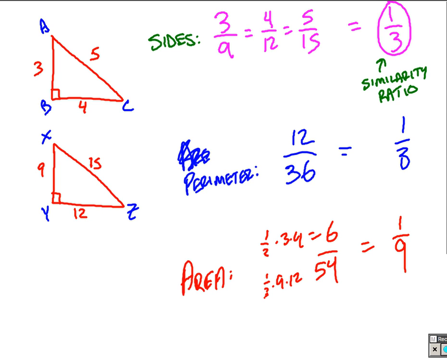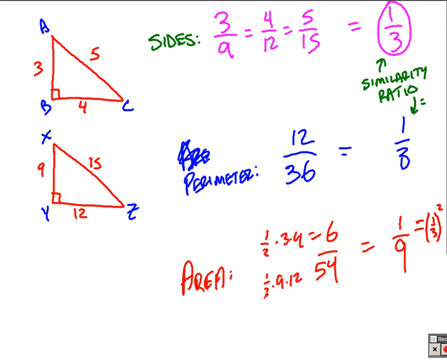If we were to add up perimeters, we would get 12 over 36, and it reduces to the exact same fraction. The similarity ratio ends up being the exact same for perimeter. If I do the area of the triangles, I get 6 for the first one, 54 for the second one. That gives us 1 over 9, which I can rewrite as 1 over 3, that whole thing squared.